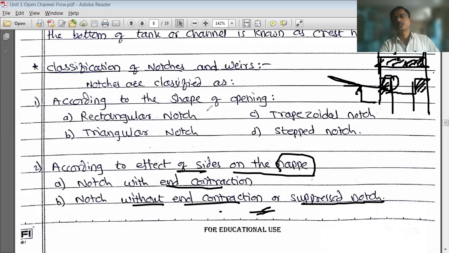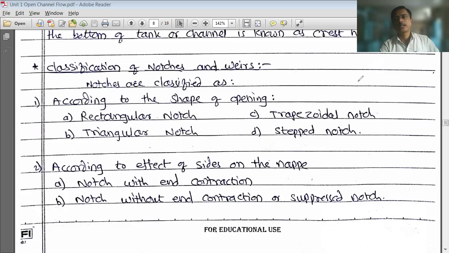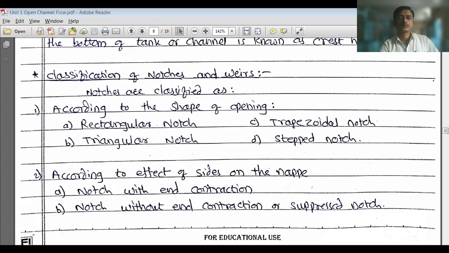I think from this diagram you may not be able to understand it clearly. What is the end contraction, notch with end contraction and suppressed notch? So I think I should show you the diagram of it.